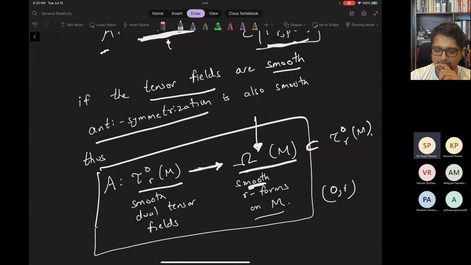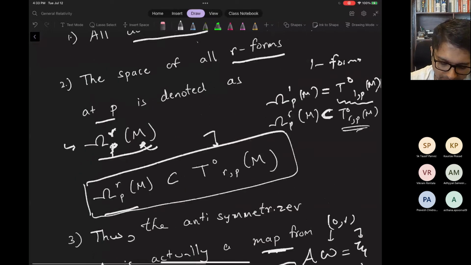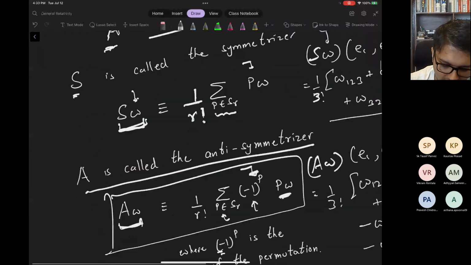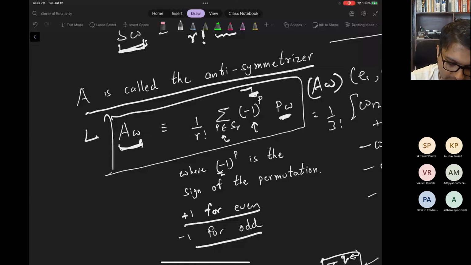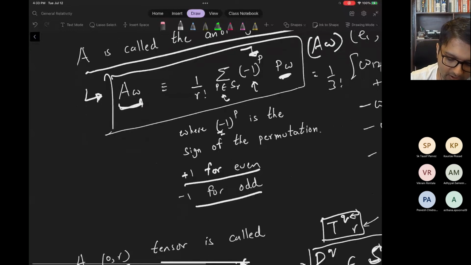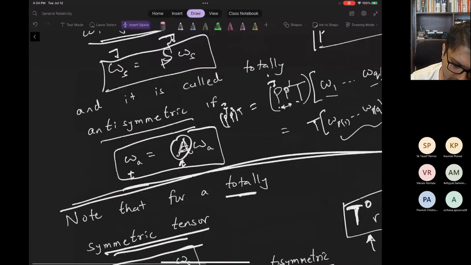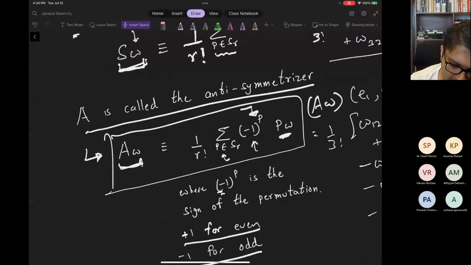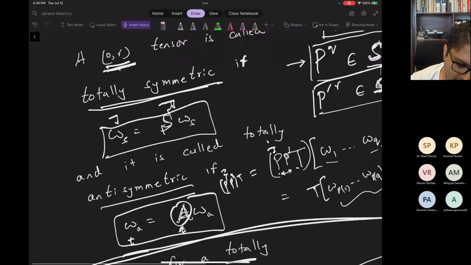Sir, how does A act on any 0R tensor and make it an antisymmetric 0R tensor? Okay, so let's go to the definition of A. A acting on omega is this. And we also called a tensor totally antisymmetric if when I act on this antisymmetric tensor with A, I get back omega.